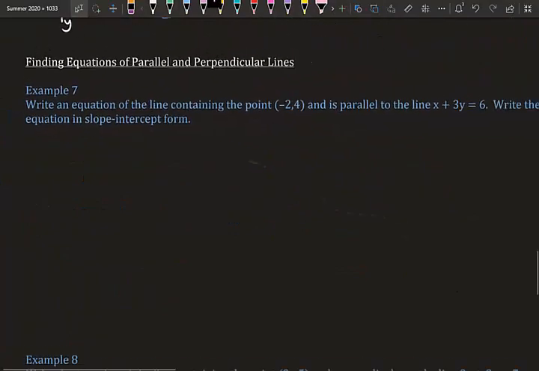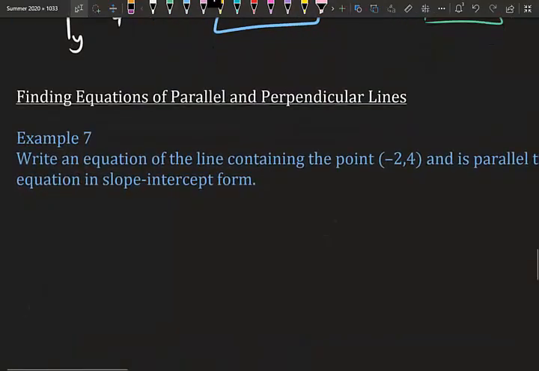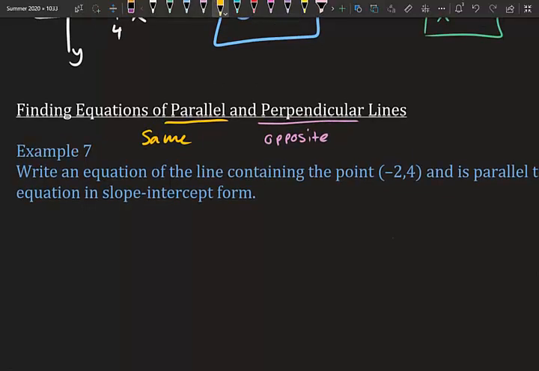Finding equation of parallel and perpendicular lines. So parallel means same. Perpendicular means opposite. So if it's parallel, you have the same slope. If it's perpendicular, you flip and change the sign.